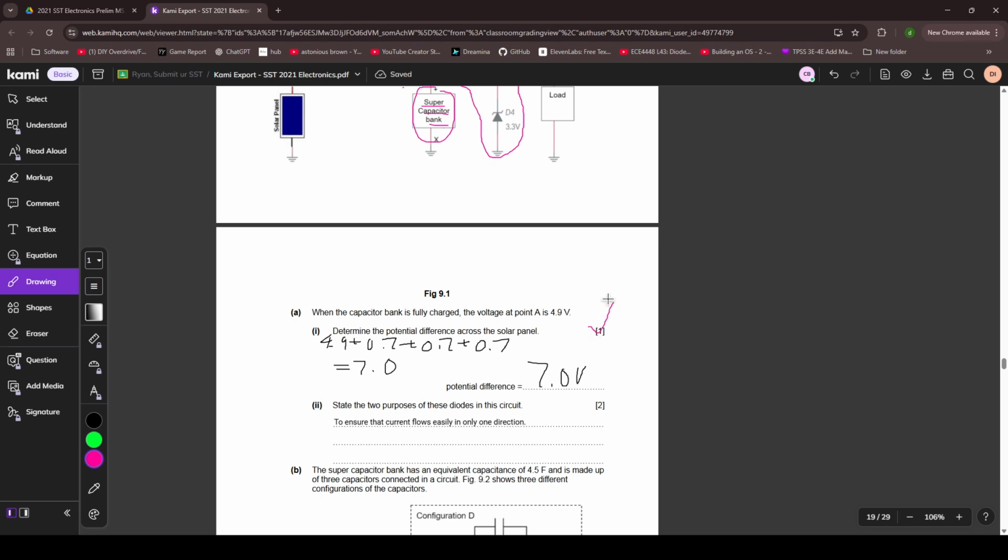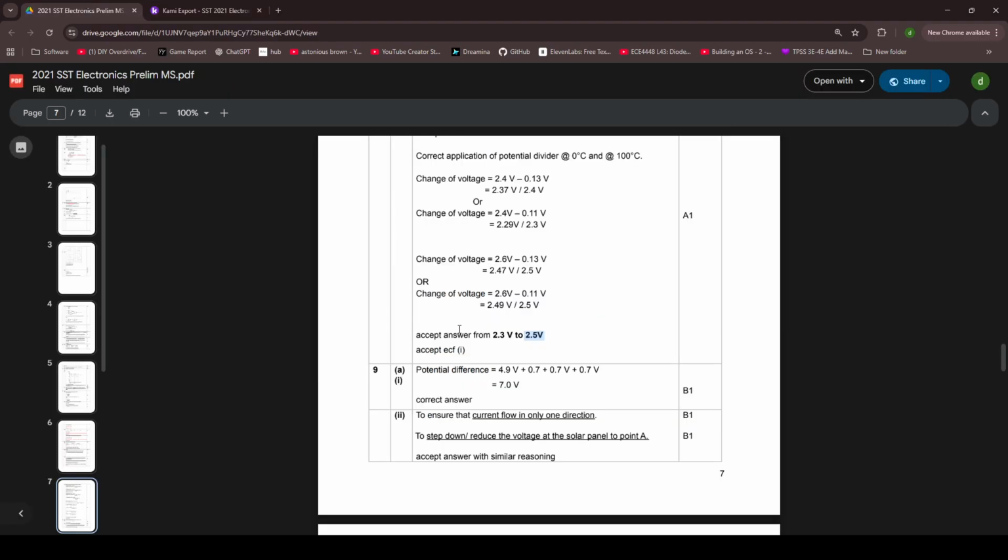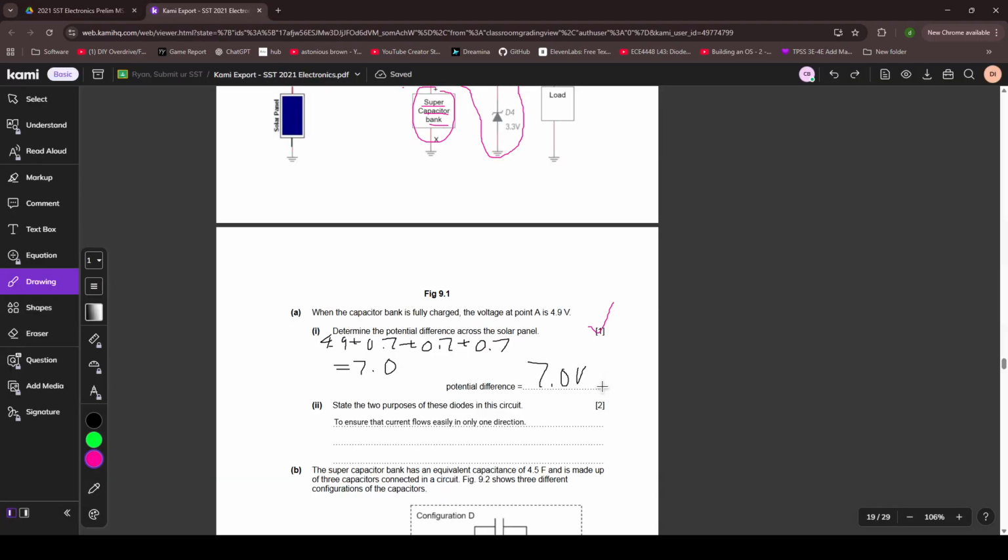State the two purposes of these diodes in the circuit. To ensure that current flows easily in one direction. You can't say this. You have to say to ensure that current only flows in the positive direction or only flows in one direction. You cannot say it flows easily in only one direction. So I'm just stupid lah. You only said one point though.